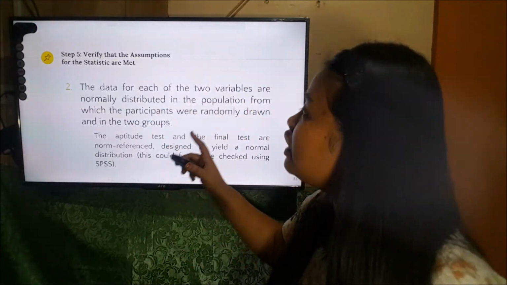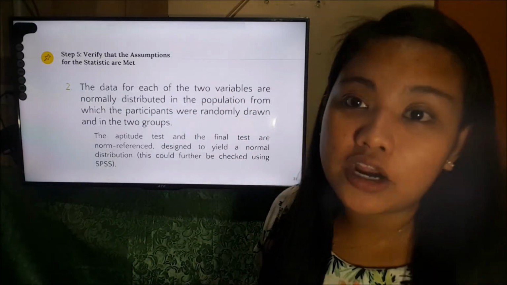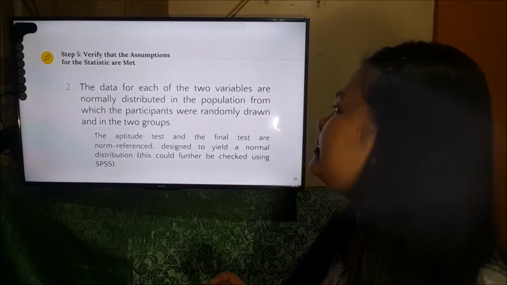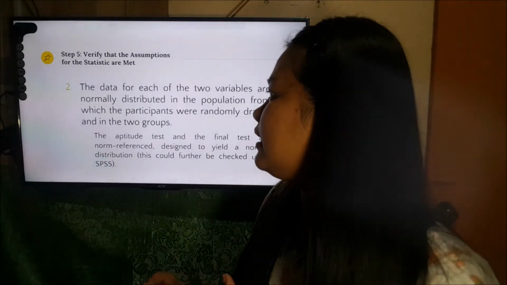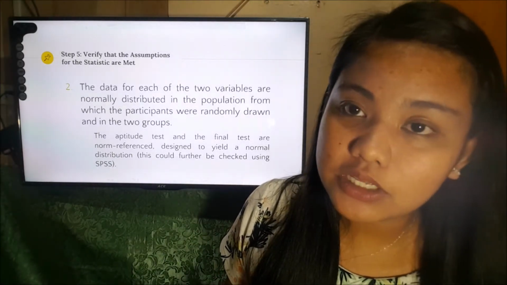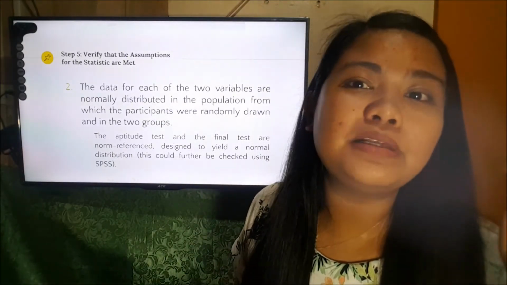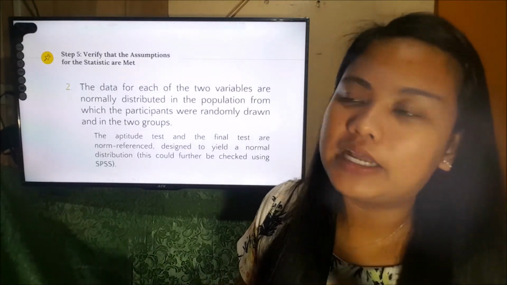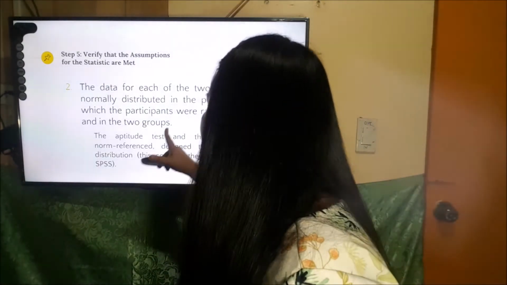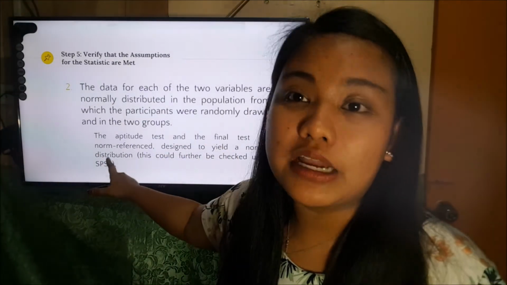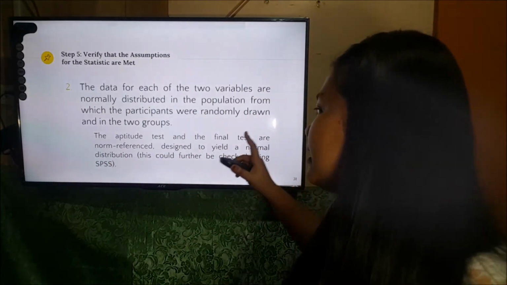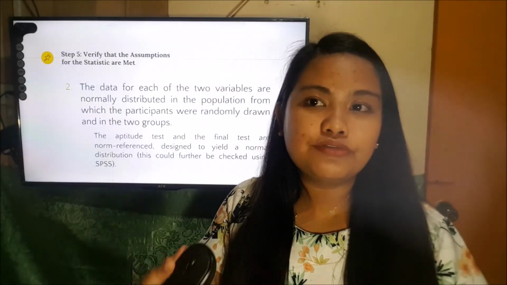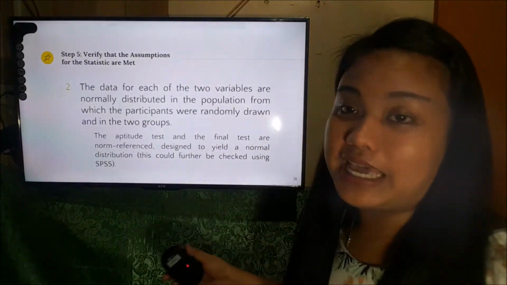Next, the data for each of the two variables are normally distributed in the population from which the participants were randomly drawn and in the two groups. As mentioned a while ago, the researcher randomly selected 15 participants from all the camp participants. And the aptitude test and the final test are norm-referenced, meaning they are designed to yield a normal distribution. This could further be checked using SPSS.